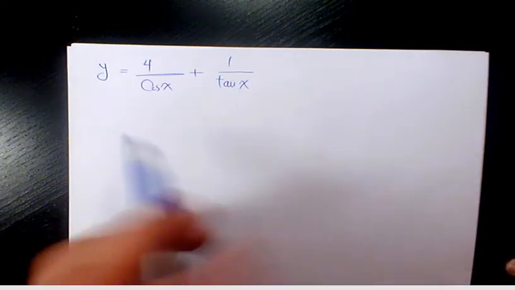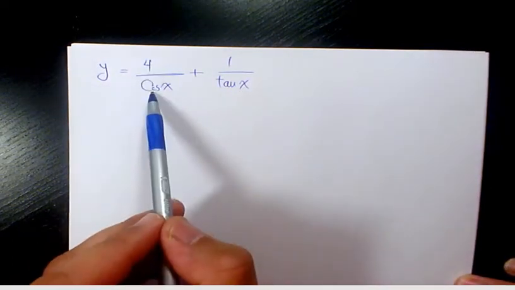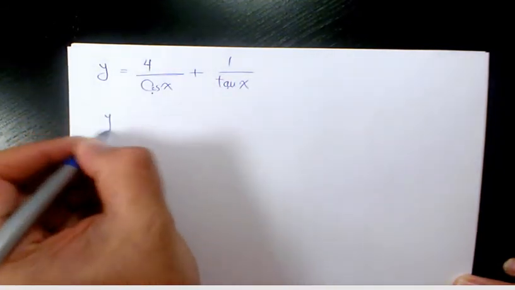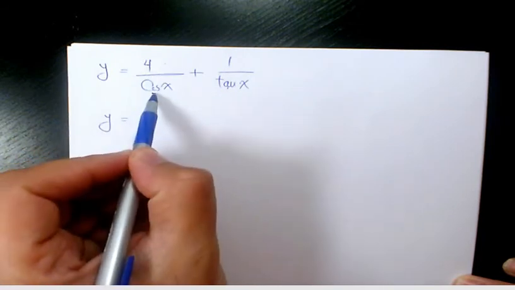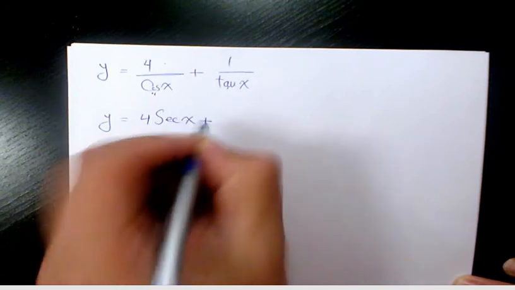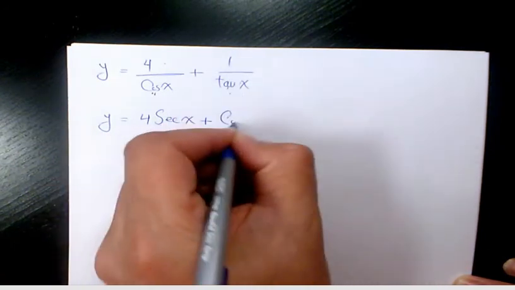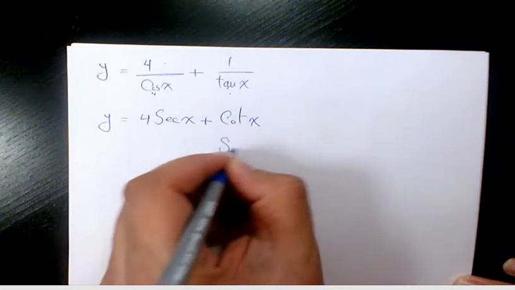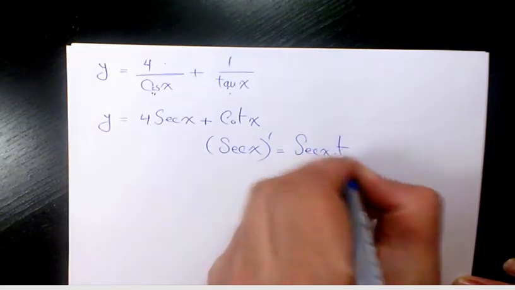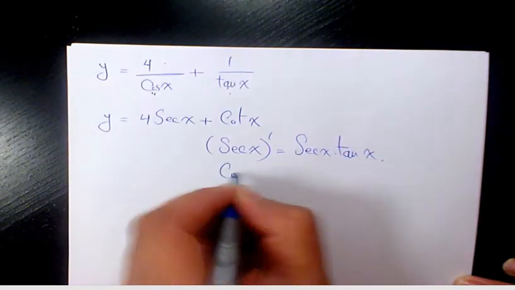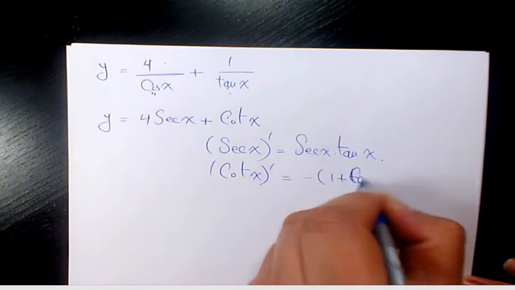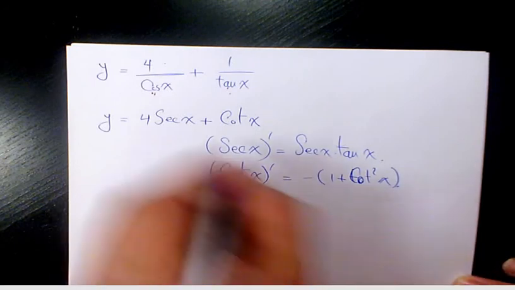Now, next example, y equals 4 over cosine x plus 1 over tan x. We can do it in different ways. 1 over cosine is equivalent to secant, so it's going to be 4 times secant x plus 1 over tan x, which is cotangent x. We had it before: the derivative of secant x is secant x times tan x, and the derivative of cotangent x is negative 1 plus cotangent squared x. So we can substitute it there.